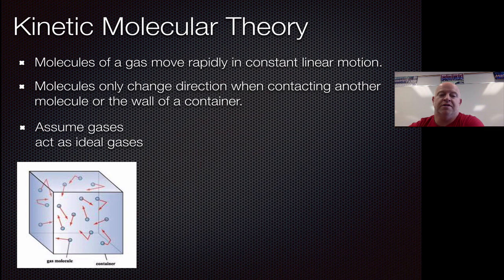Because of that, we end up building pressure, because as collisions happen, that creates pressure. Now, another part of this theory that's very important to us is that we're going to assume the gases act as ideal gases. In our universe we have real gases that we really deal with under real circumstances.